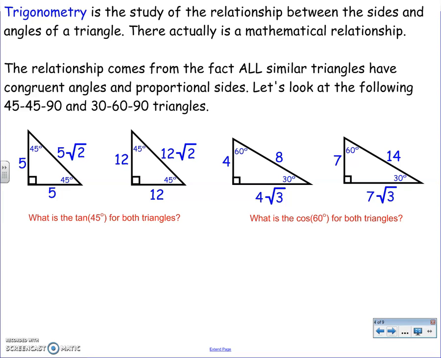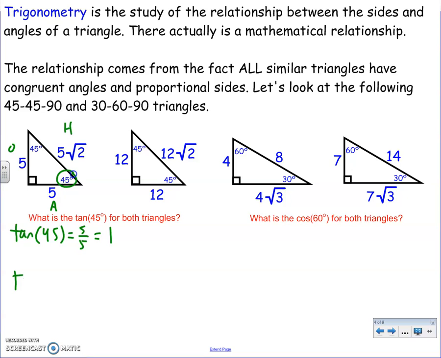So for these left two, what is the tangent of 45 for both triangles? Let's try it. So you pick 45, that's our reference angle. We label HAO. So the tangent of 45 degrees is O over A. O divided by A, that's 5 divided by 5. That's 1. Let's try the other one.